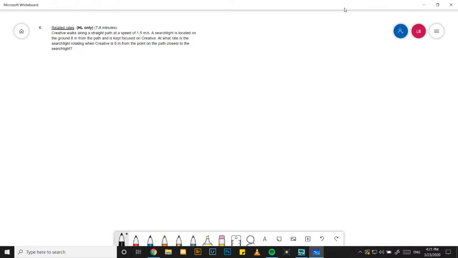So Creative is here, and he's walking along a path. So I'm going to just label this path like this. And then over here the searchlight is located on the ground 8 meters from the path. So it's somewhere here. This path is 8 meters away somewhere. This is the searchlight, and if you just draw a perpendicular to here, it's 8 meters away, right? It's 8 meters away.